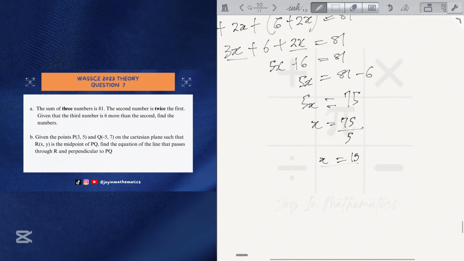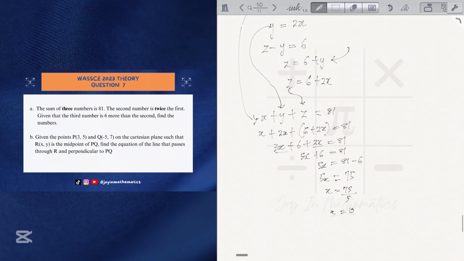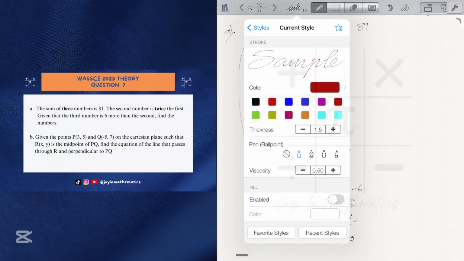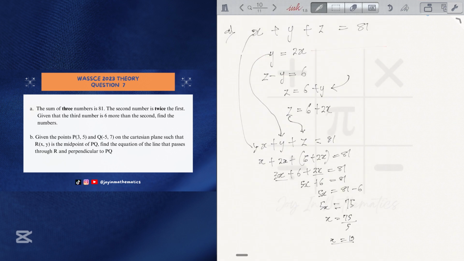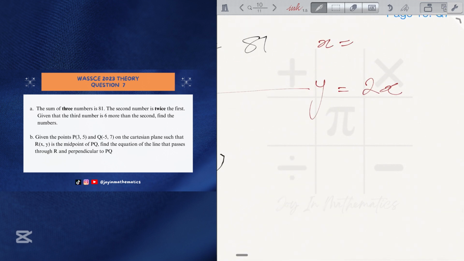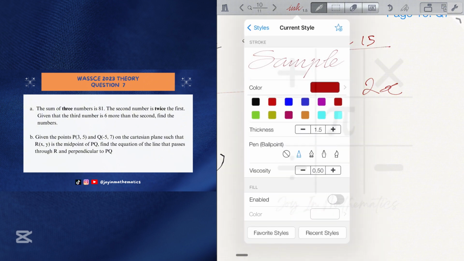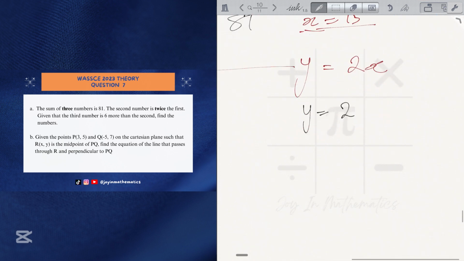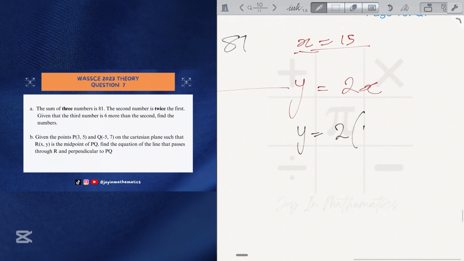Now, let's proceed further to evaluating the second number. From here, we can evaluate the value of Y, since Y is equal to 2X. And we know that X is equal to 15. So we substitute the value of X, and we'll have Y equal to 2 multiplied by 15. So Y will be equal to 30.